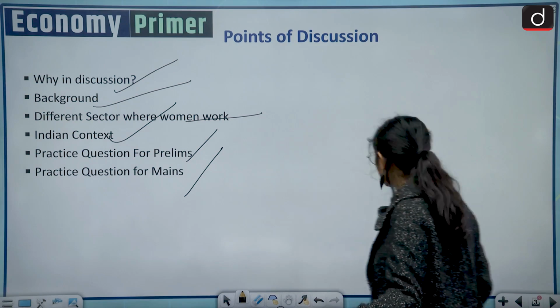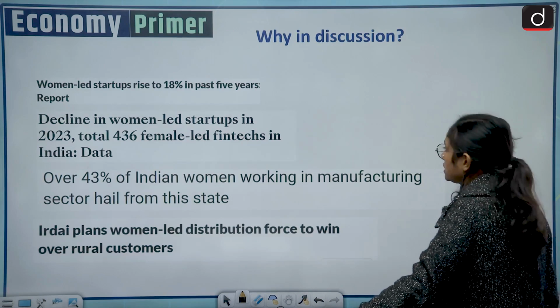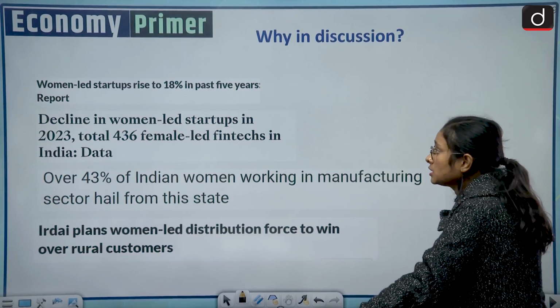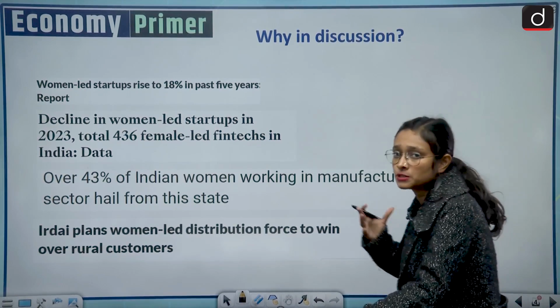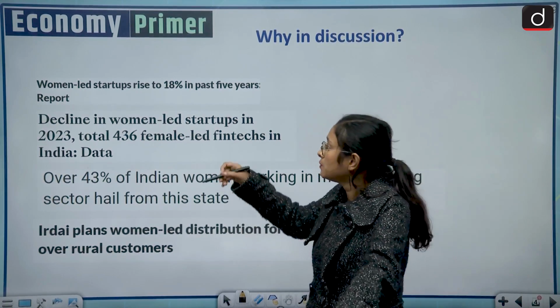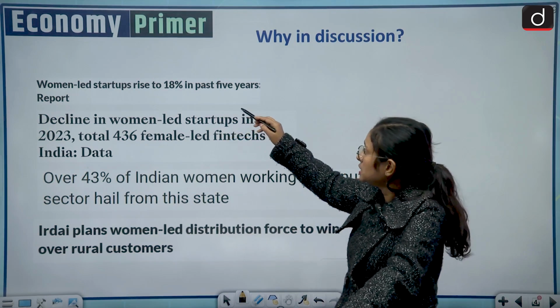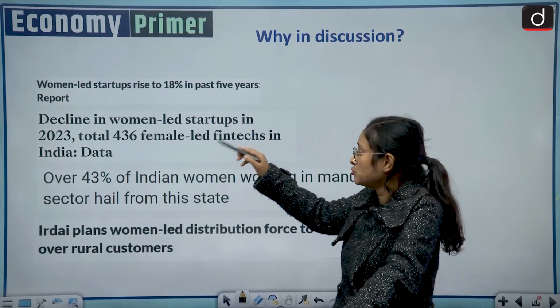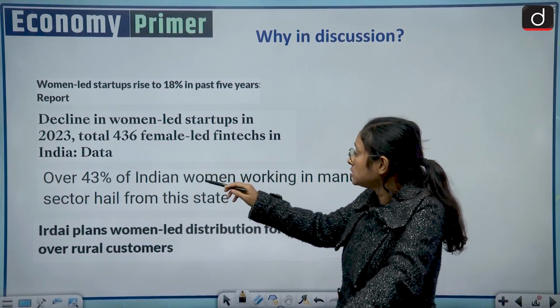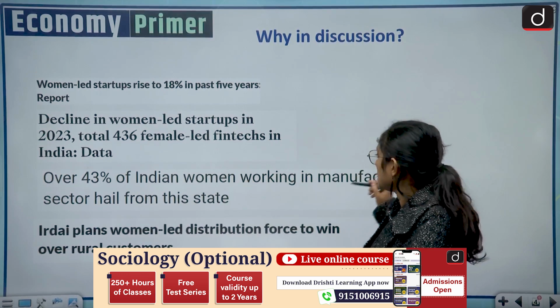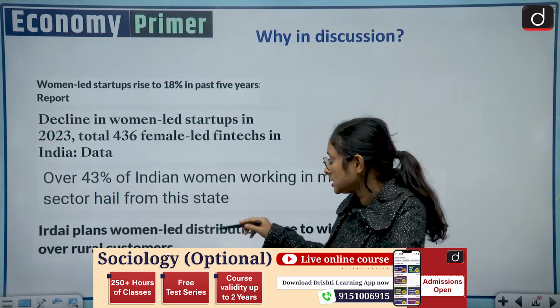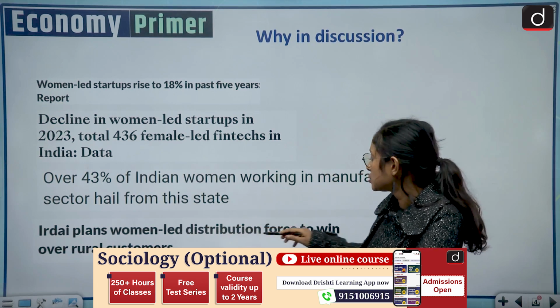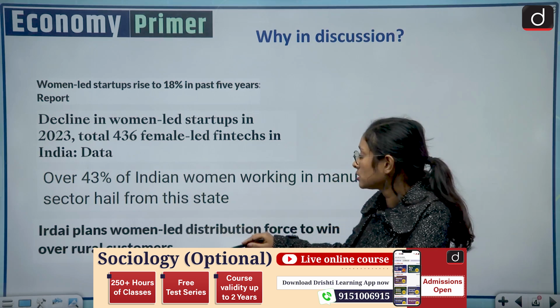So, moving to the discussion part. Here we have taken a few cutouts from the newspaper where they are discussing women's contribution in different sectors. Women-led startups rise at 18% in past 5 years. Report: decline in women-led startups in 2023, and over 43% of women working in the manufacturing sector hail from this state. IRDAI plans women-led distribution force to win over rural customers.